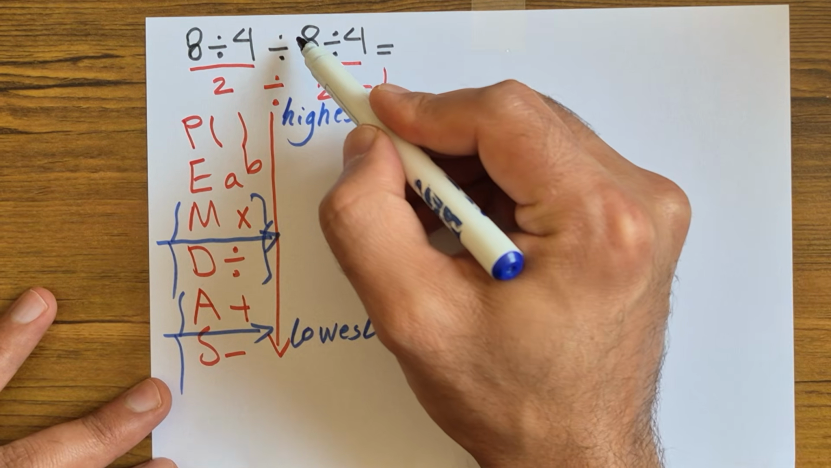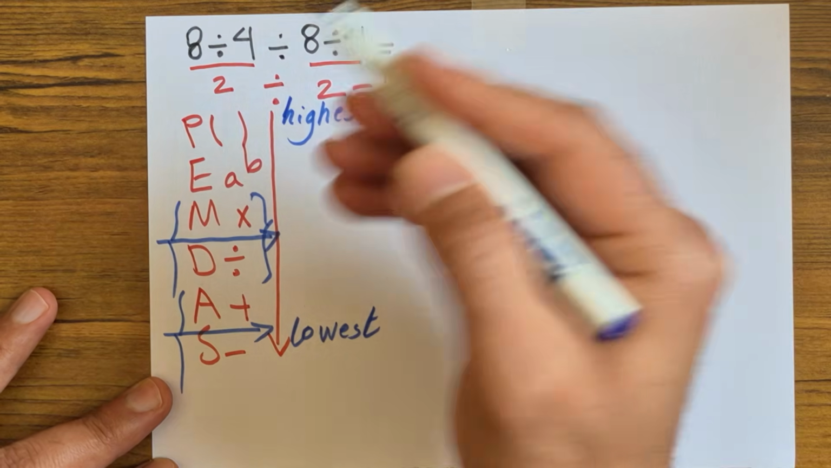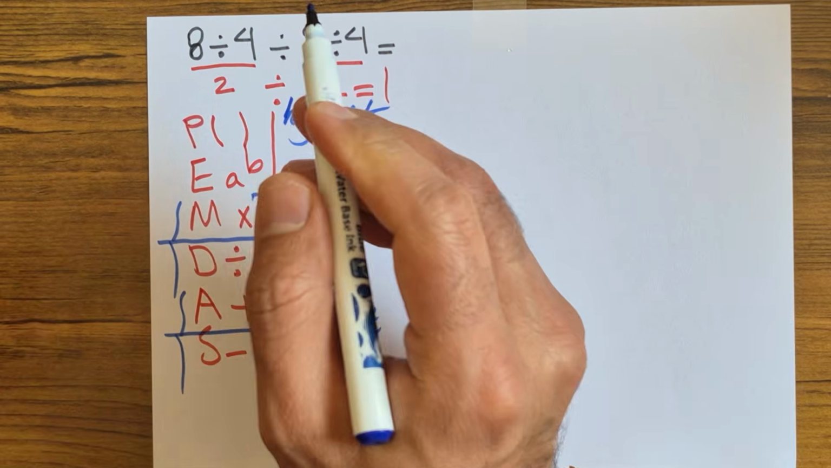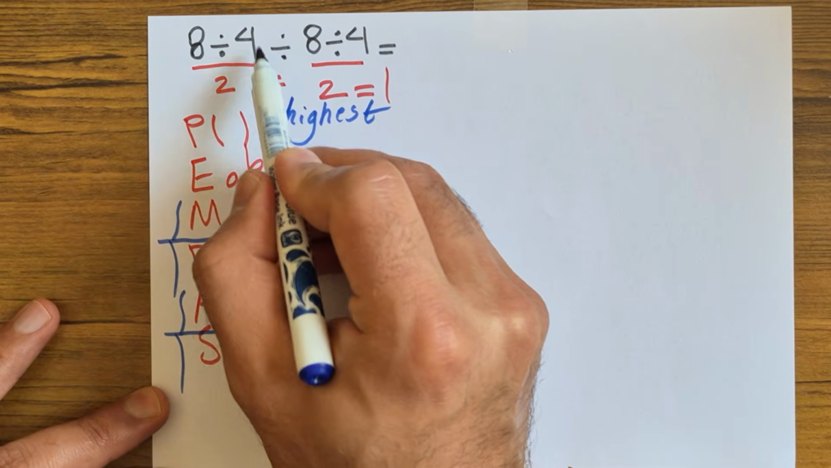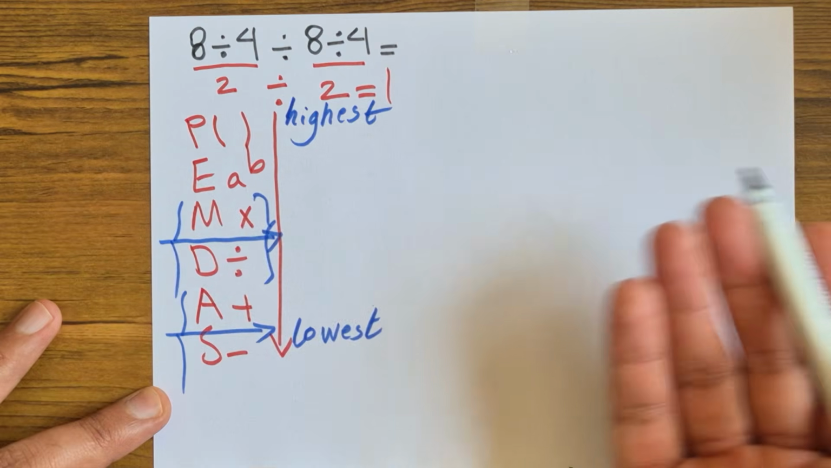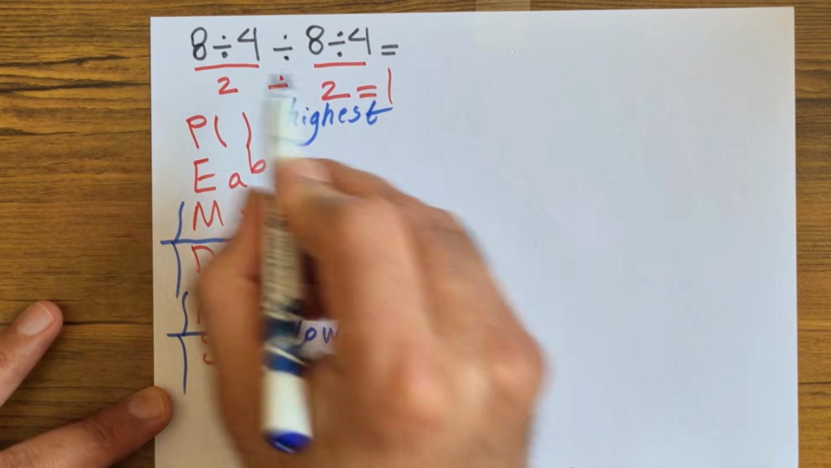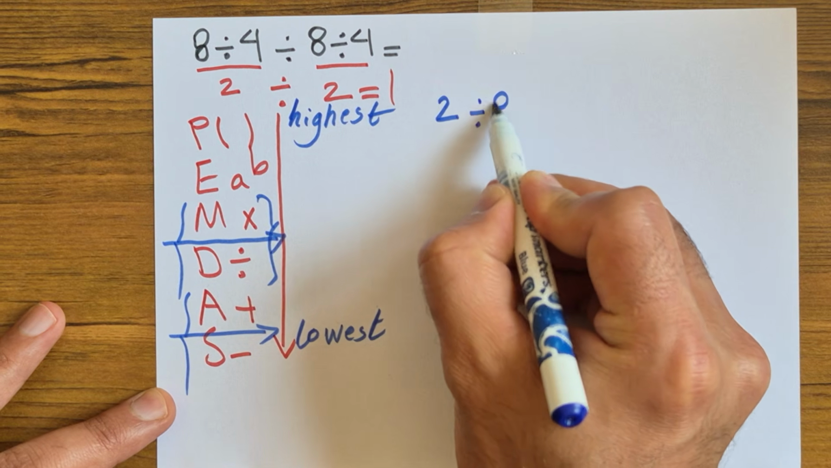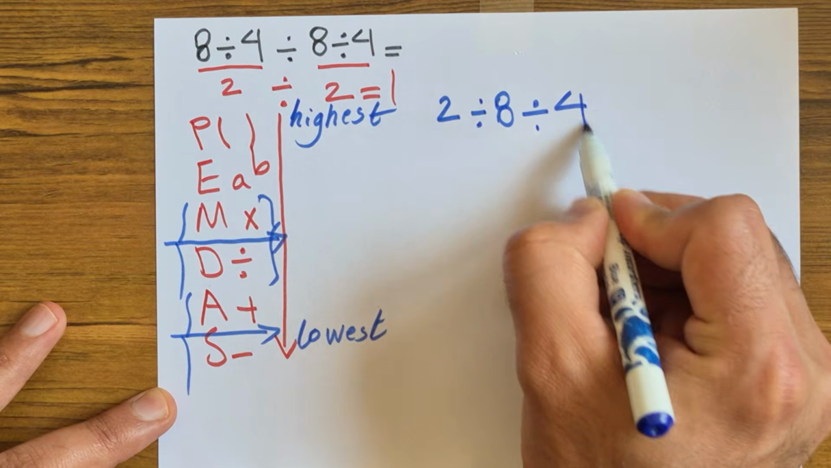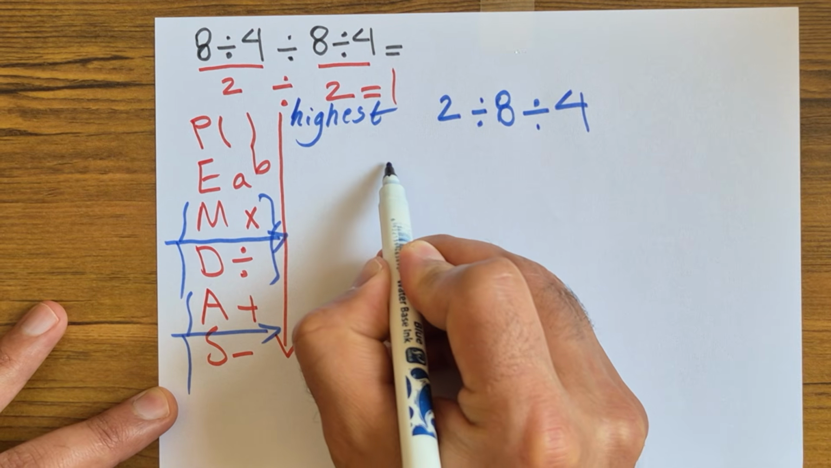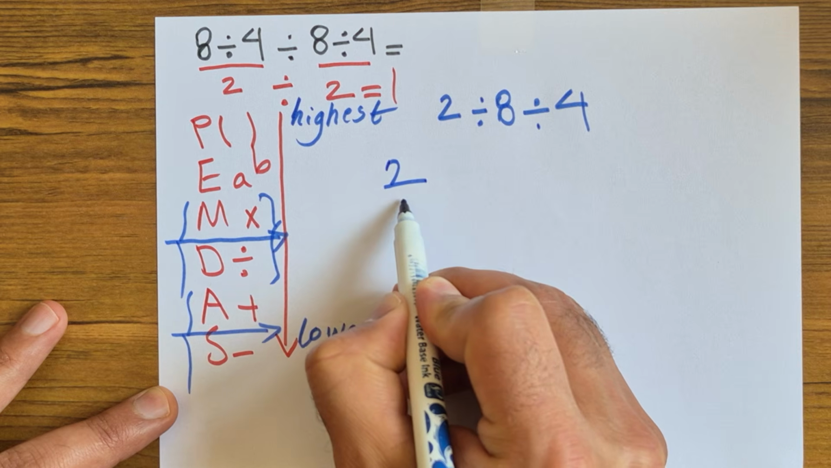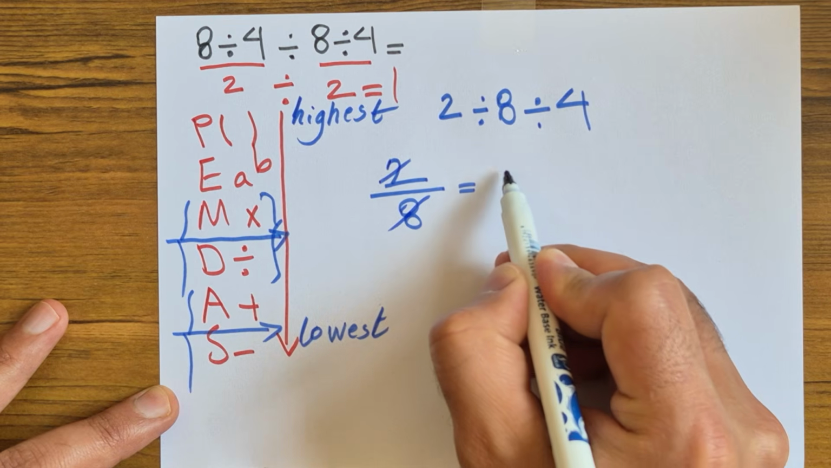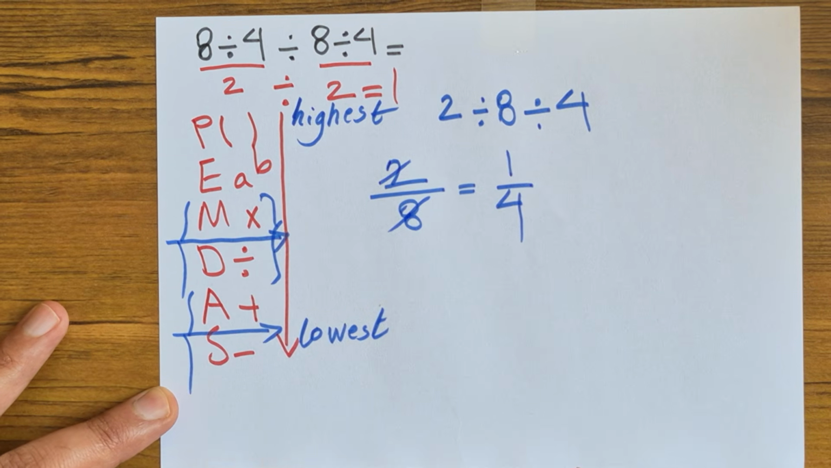Your mistake was that you assumed, that was an optical illusion, I believe. You assumed these are paired, or you assume these are inside brackets or parentheses, but in reality they are not. So we must go from left to right. 8 divided by 4 gives us 2, obviously. So 2 divided by 8, and then divided by 4. 2 divided by 8, we can write it as a fraction, which gives us, if we simplify that, 1/4.